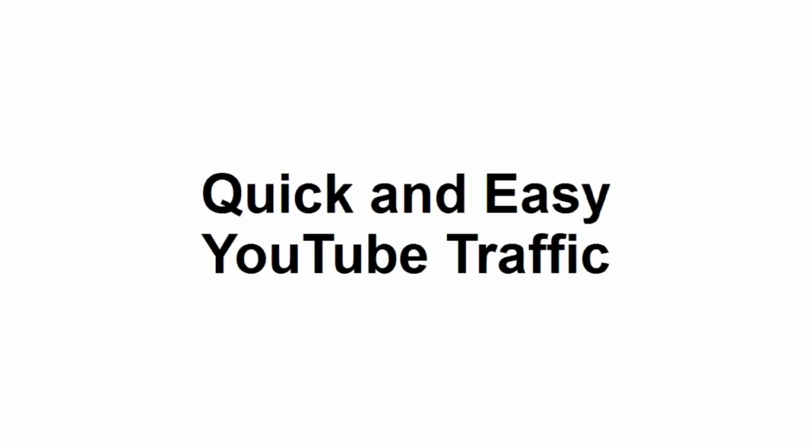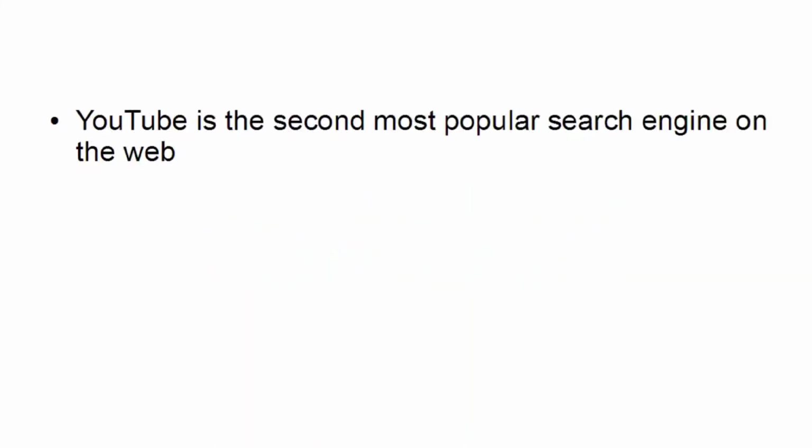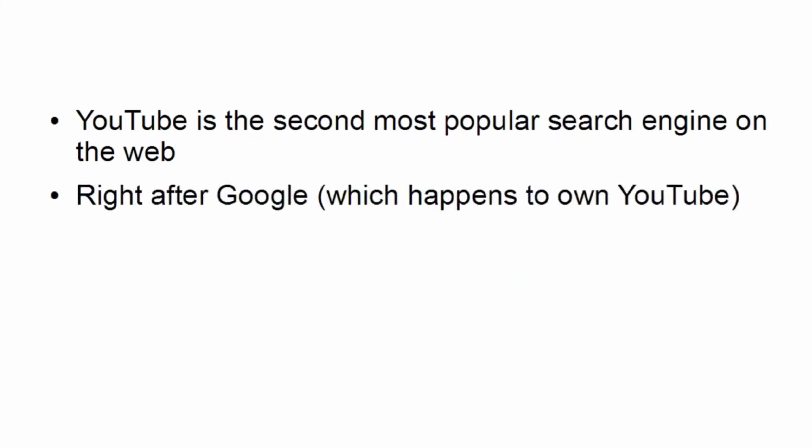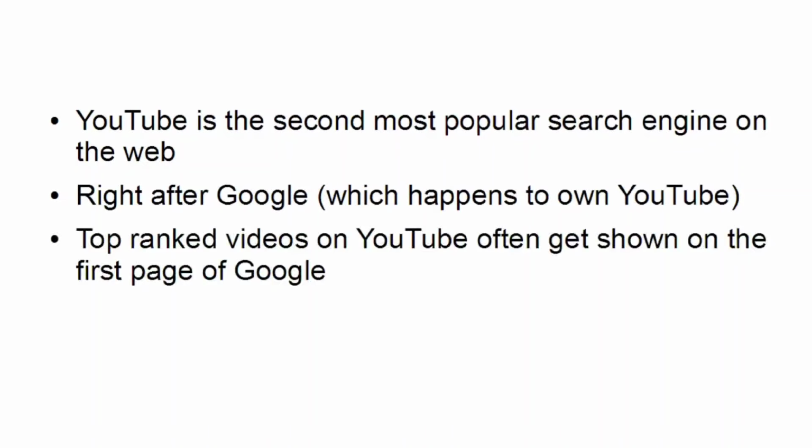In this video, I'm going to give you some tips for getting quick and easy traffic via YouTube. Now, YouTube is the second most popular search engine on the web, right after Google, which happens to own YouTube. And top-ranked videos on YouTube often get shown on the first page of Google. So you can jump through a lot of different hoops in one go and get straight onto the first page of Google with a highly ranked YouTube video.